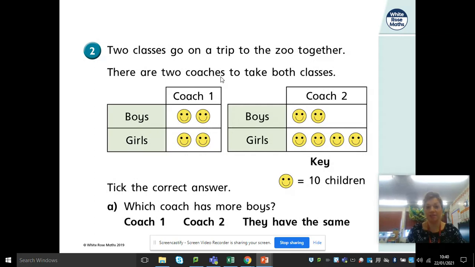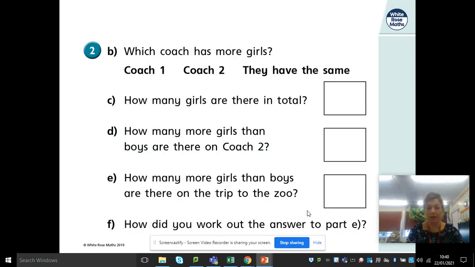So 2 classes are on a trip to the zoo together. There are 2 coaches to take both classes. Tick the correct answer. Which coach has more boys? So remember, always looking at that key there. The key is that one smiley face is 10 children. Okay, so which coach has the most boys? Is it coach 1, coach 2, or are they both the same? And then we've got which coach has more girls? So same thing, don't forget to look at the key.